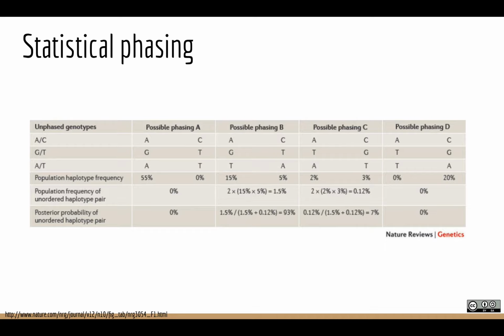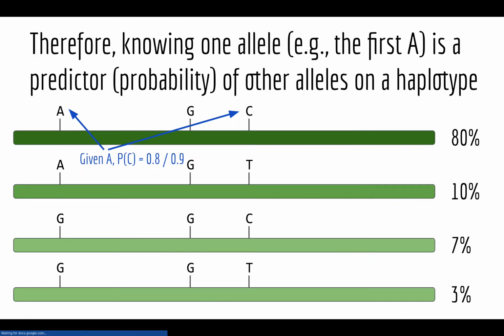There's a number of tools to do this. It's way beyond the scope of this course to get into all of them. Projects like the haplotype map, HapMap project, the 1,000 Genomes project, and just the more genomes we sequence, the more information we have to make these predictions with really high accuracy.